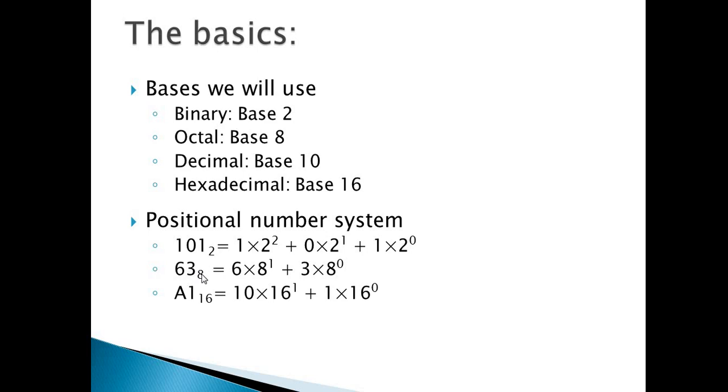Then 63, if it is an octal number, its base is 8. So start with the least significant bit. 3 will be multiplied with 8 raised to 0, plus 6 will be multiplied with 8 raised to 1. And A1 is in hexadecimal number system. So what will be the weight? 1 will be multiplied with 16 raised to 0. This A is nothing but 10, so 10 will be multiplied with 16 raised to 1.